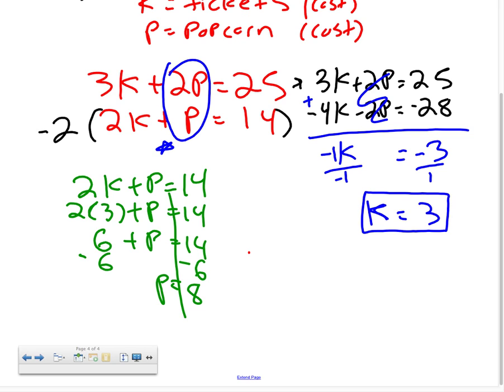So the point on the graph would be 3, 8, but I'm not really looking to graph this. I'm just looking for what the answer to the question is. How much is one ticket? How much is one popcorn? So my answer would be one ticket is $3, and one popcorn is $8.